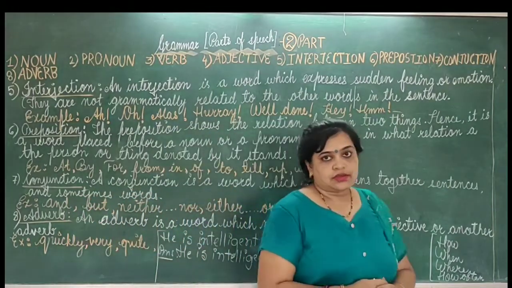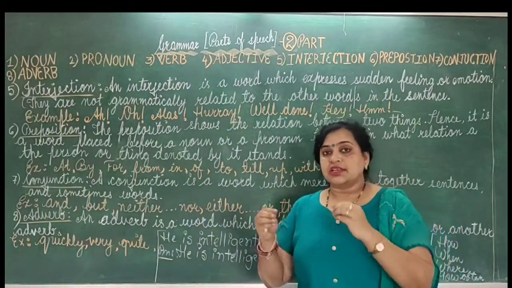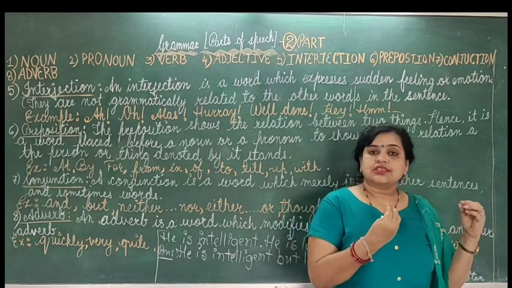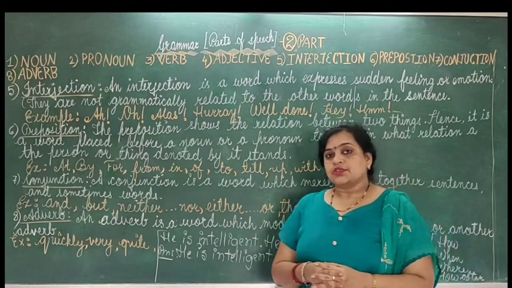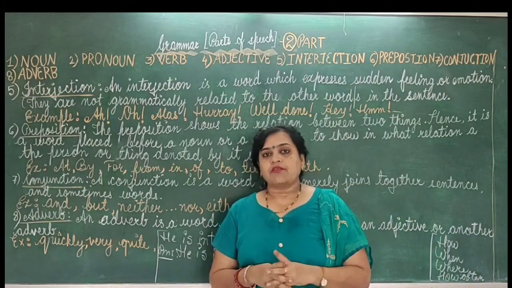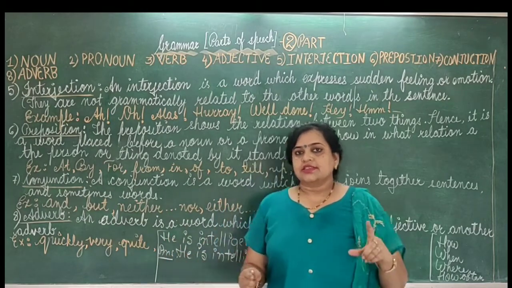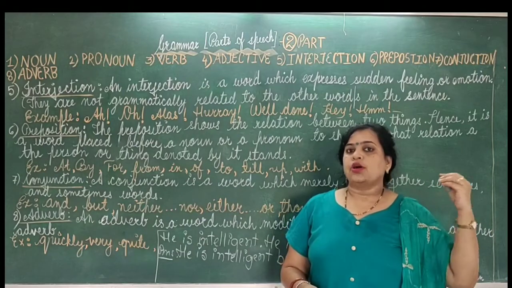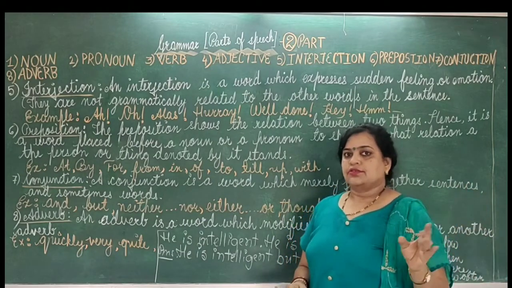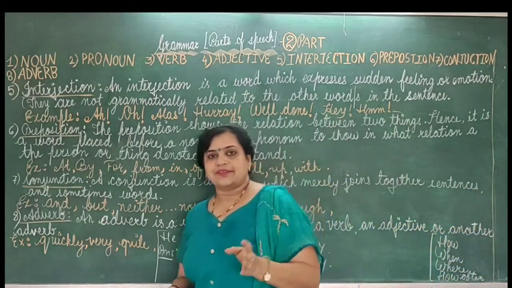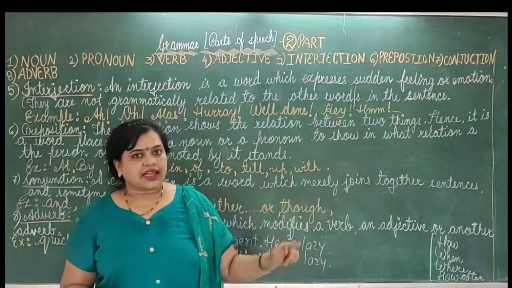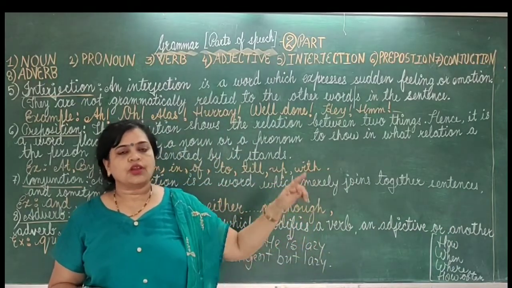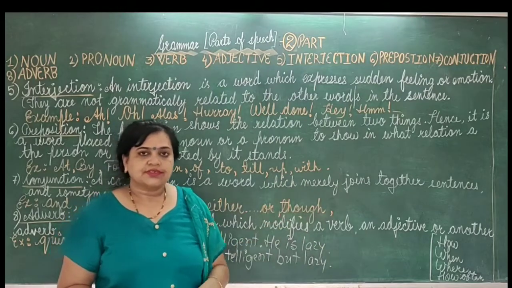Neither nor. If she doesn't like fruits, she doesn't like ice creams. So how will we use that? How will we make the sentence? She neither likes fruits nor ice creams. Or juices, whatever example. She neither likes juices nor ice creams.